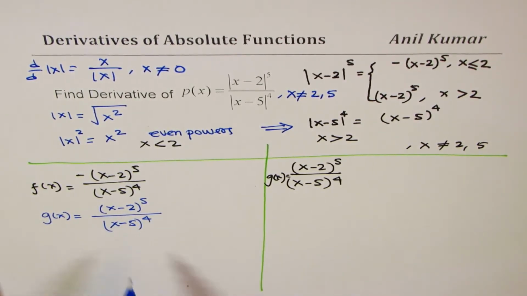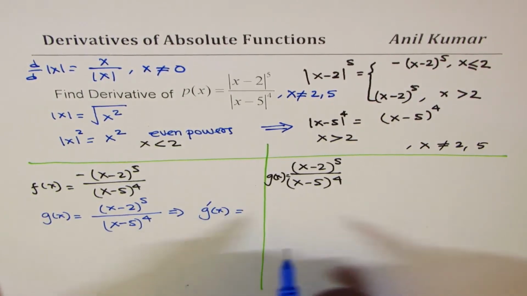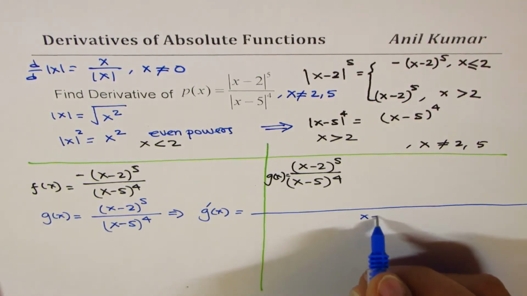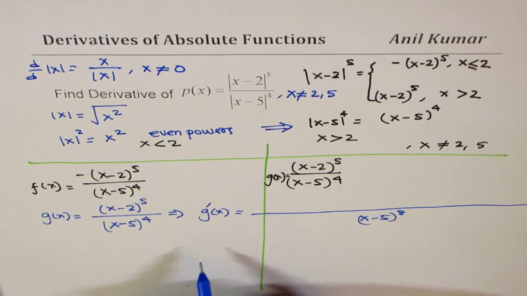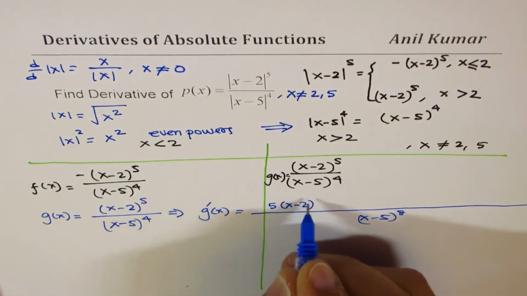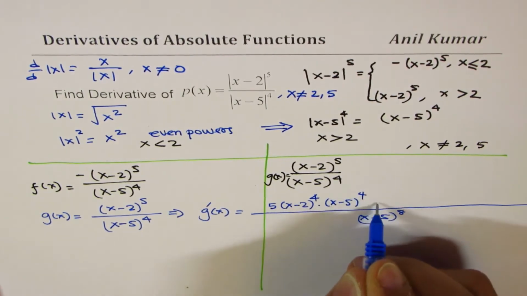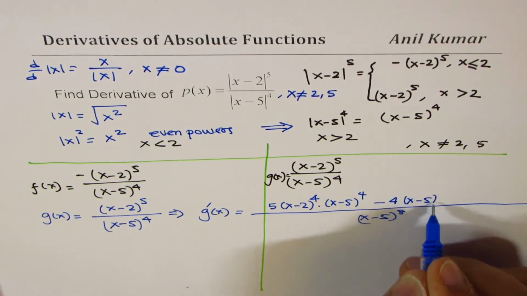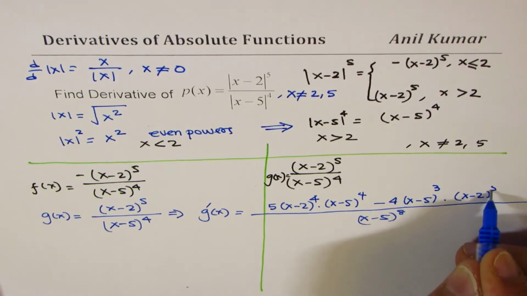Now, it's a simple quotient rule, right? So this implies that the derivative of this function should be equal to the denominator squared, which is (x minus 5) to the power of 8, times the derivative of the numerator, which is 5 times (x minus 2) to the power of 4, times the denominator, which is (x minus 5) to the power of 4, minus the derivative of the denominator, 4 times (x minus 5) to the power of 3, times the numerator (x minus 2) to the power of 5. Is that clear?